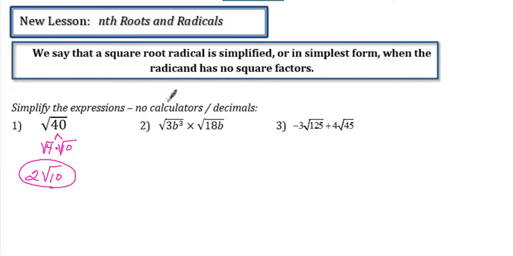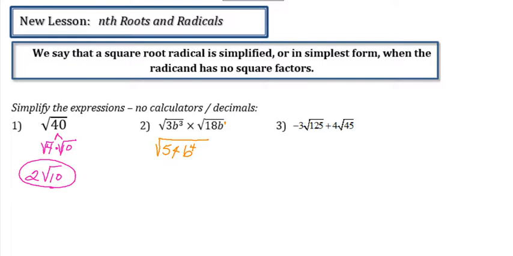This simplification works the same for letters, for variables, as well. So let's first notice that if we have the square root of 3b cubed times the square root of 18b, we can actually throw all these terms together under the same radical. This is a square root, this is a square root. So we can make this the square root of 3 times 18. 3 times 18 is 54. B cubed times b to the 1 is b to the 4th. Remember, when you have base to a power times base to a power, you add the powers.